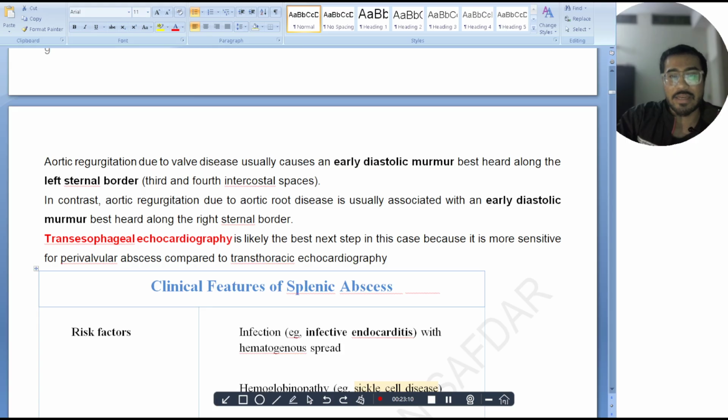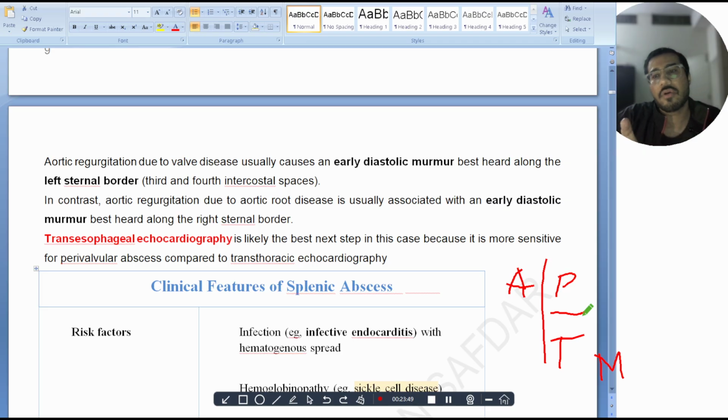I'm gonna draw the APTM here. So we have A here. That is the aortic area at the second right intercostal space. We have the sternum here. We have P here, the second left intercostal space. APT and M. So that's how you memorize it. APTM. It's gonna be really easy that way. And this region represents the intermediate region where you get a little bit of everything.